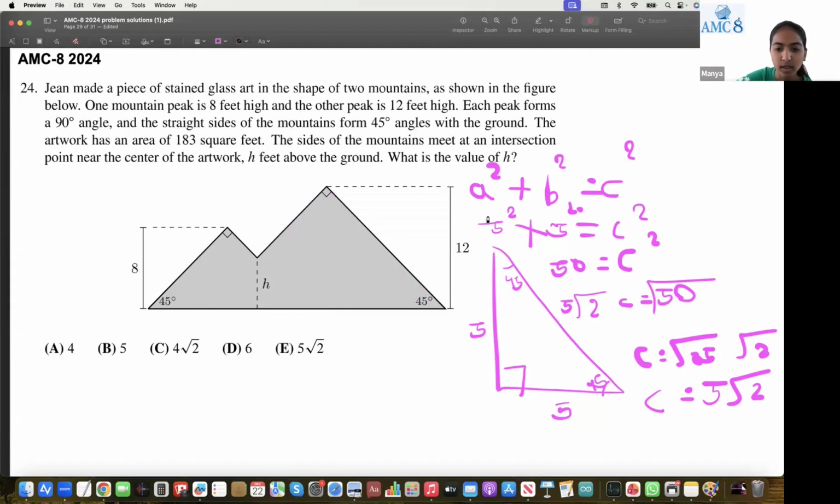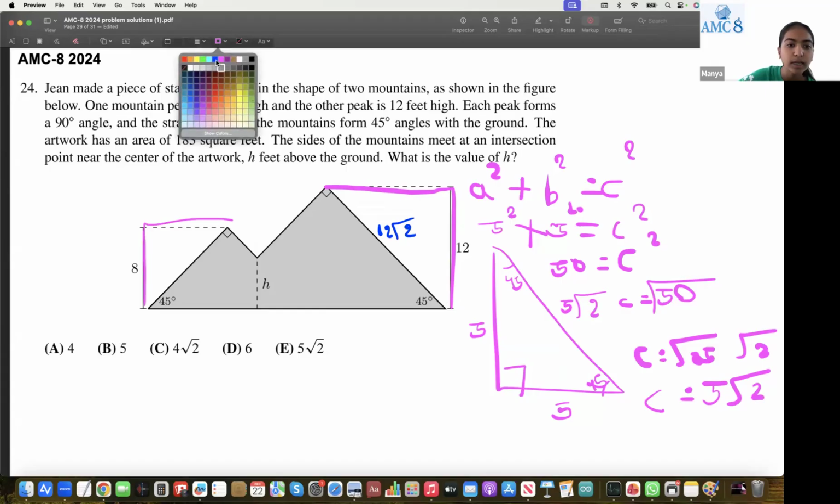So in this case, we know that this side length is 12 and this side length is also 12 based on the dotted line. What is the hypotenuse of this? Well, this one would be equal to 12 square root 2. The same thing applies for this 8 over here as well. This one's 8, this one's also 8. Then what is the hypotenuse over here? This one's 8 square root 2.